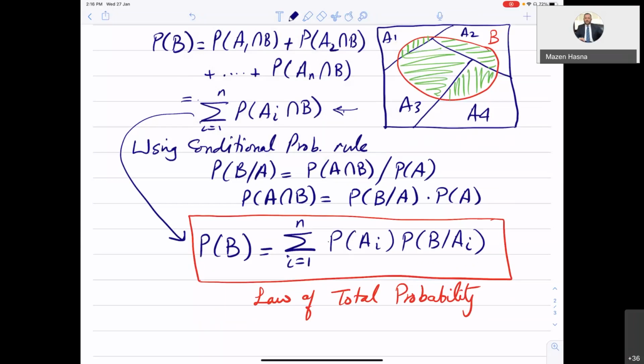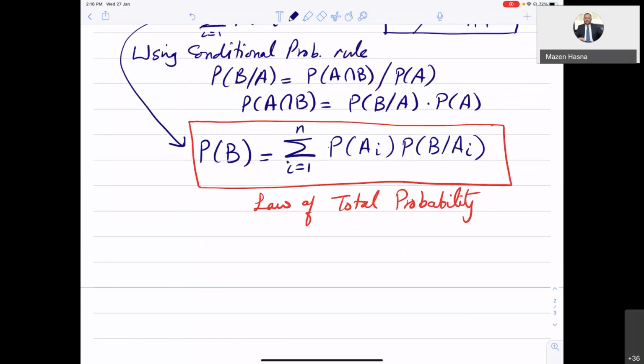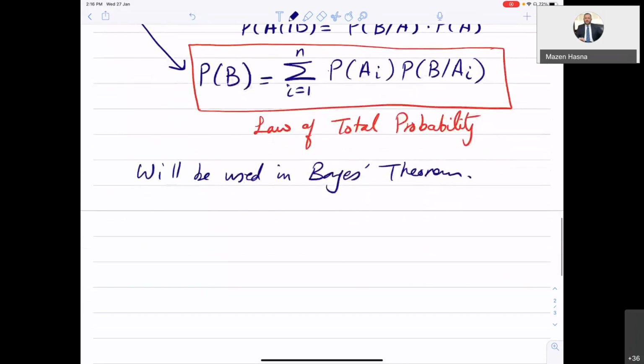It's important because of what we call Bayes theorem. It will be used in Bayes theorem. So let me state the theorem, and then I will solve a couple of examples to see why this is important. Majid, go ahead.